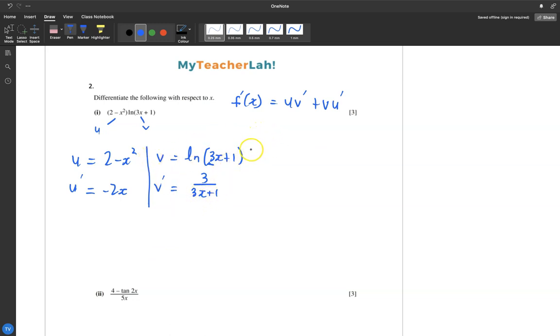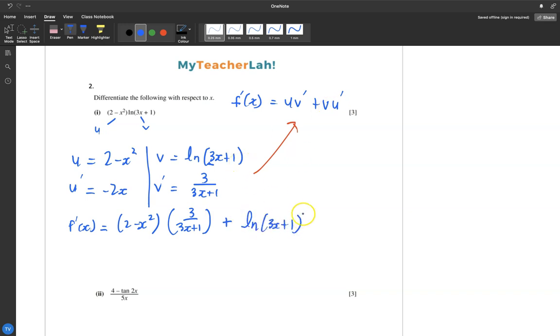So we're here. The next step is basically to substitute all the things into this. It's quite straightforward. You shouldn't be making too many mistakes here. So f prime x equals u, which is 2 minus x squared, and then the v prime, which is 3 over 3x plus 1, plus ln of 3x plus 1, which is the v, and then u prime is negative 2x.